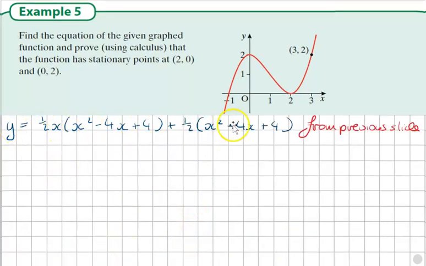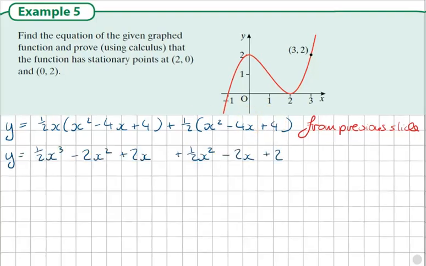So I've just written this out from the previous slide. A half x times x squared is a half x cubed. A half x times minus 4x is minus 2x squared. A half x times 4 is 2x. A half times x squared is a half x squared. A half times minus 4x is minus 2x. A half times 4 is 2.